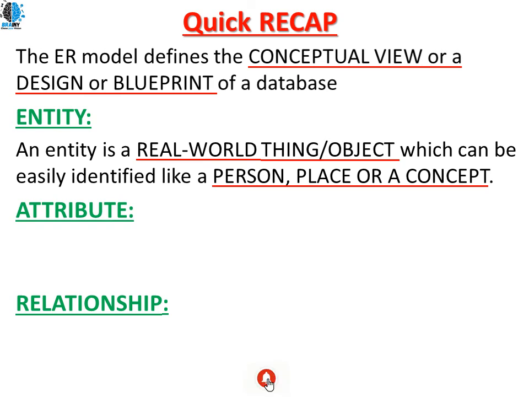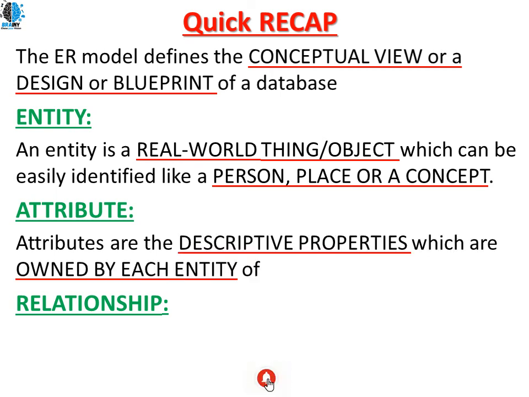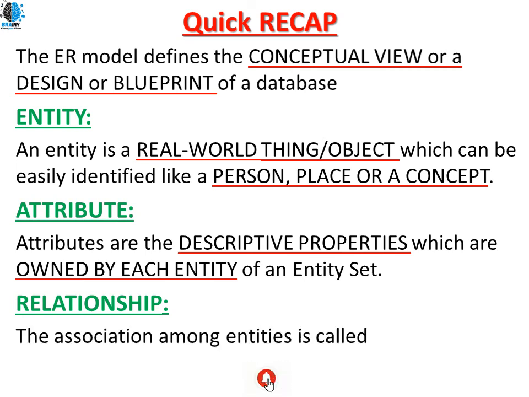What's an attribute? Attributes are nothing but the characteristics of these entities. Every person will have a name, age, gender, like this. Every place will be located somewhere, having its own attribute. In a concept also we will be having different attributes. Attributes are the descriptive properties which are owned by each entity of an entity set. So each entity will be having its own attribute. Next we have the relationship. The association among entities is called relationship.